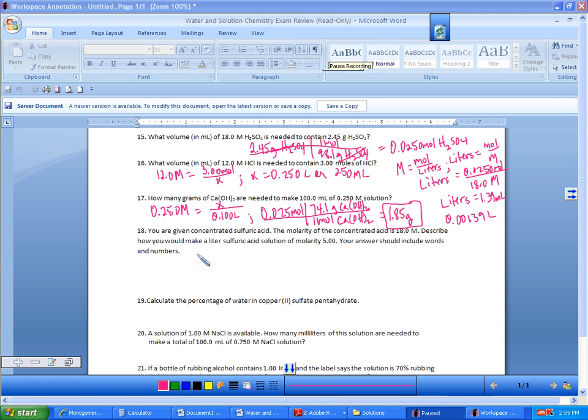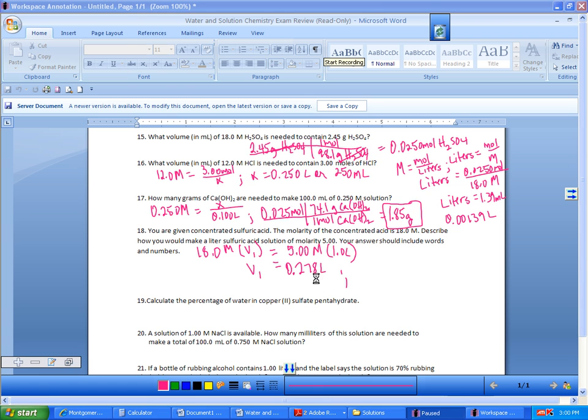Okay. Now you're given a concentrated sulfuric acid, and we need to get it from 18 molarity into a molarity of 5, and we want to make a liter. So I said, well, I'm going to do a dilution. 18.0 times some new volume must equal what I want, 5.00, times 1 liter. So I solved for my new volume, and basically I took 5 times 1 divided by 18, and when I did that, and I did it correctly, I got 0.278 liters.